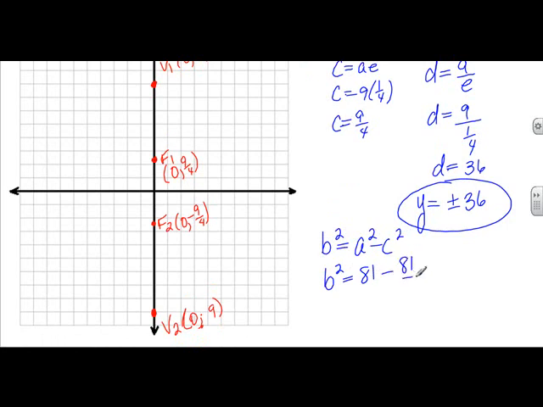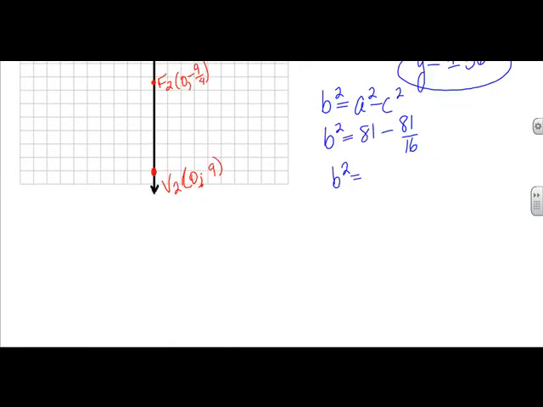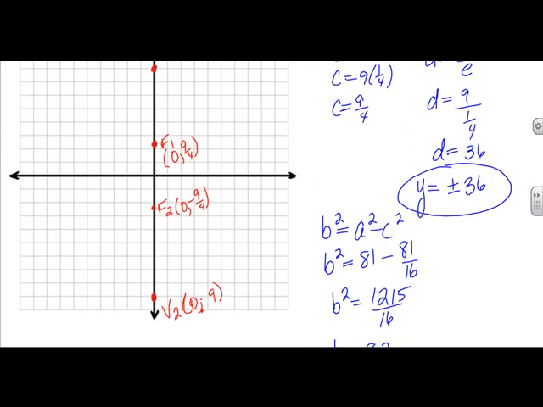So B is going to be not a very pretty number. B squared is 1,215/16. So B would be the square root of that. We'll need this number for our equation. To be able to plot that point, I need to know that B is approximately 8.7. So 1, 2, 3, 4, 5, 6, 7, 8.7 would be about right there. And 8.7 on the other side would be about right there.